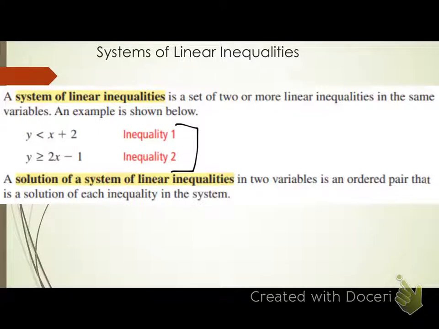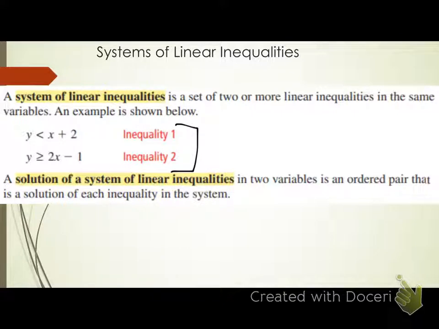So just like our systems of equations, we have two inequalities that form my system. A solution of a system of linear inequalities in two variables is an ordered pair that is a solution of each inequality in the system. Do you remember with our systems of equations, for an ordered pair to be a solution, it had to make both equations true, right? Same thing here. For an ordered pair to be a solution, it has to make both inequalities true at the same time.